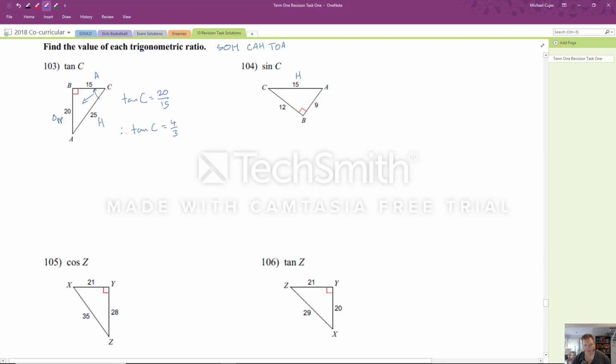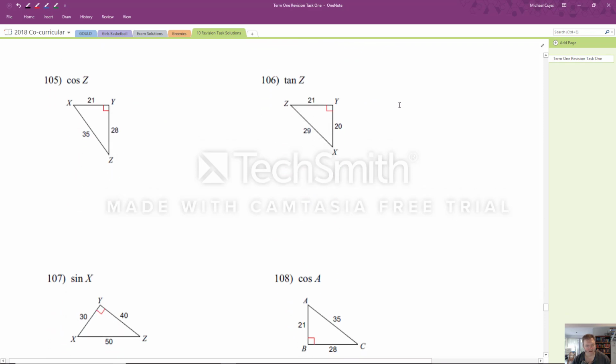Over here, let's label again. Hypotenuse. We're interested in angle C. So next to it is the adjacent side. Across the triangle is the opposite side. Sine is opposite over hypotenuse. So the sine of C in this case, the opposite side 9 over the hypotenuse, which is 15, and simplify, dividing top and bottom by 3, we get sine of C equals 3/5. These are a bit nicer, aren't they?